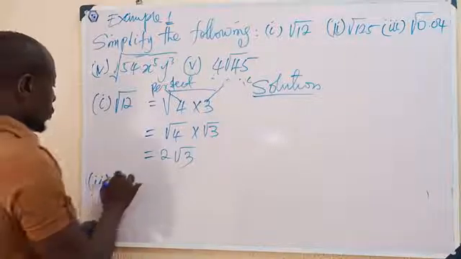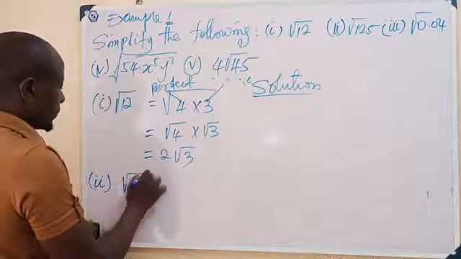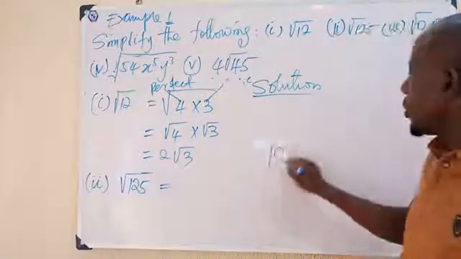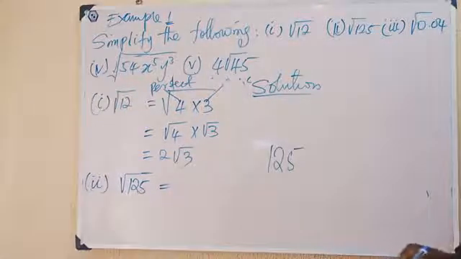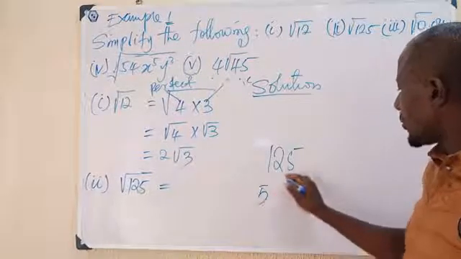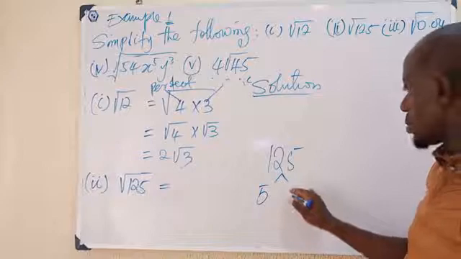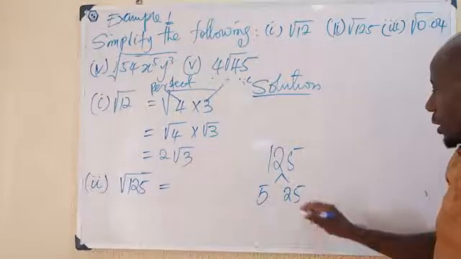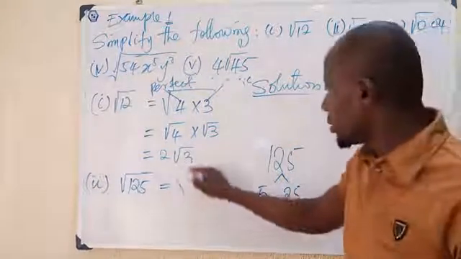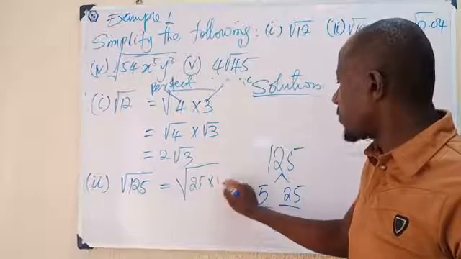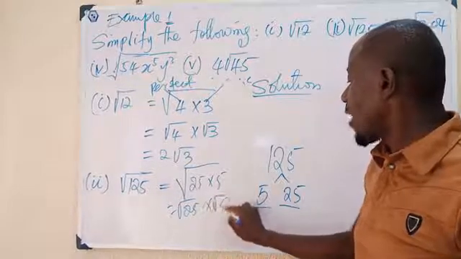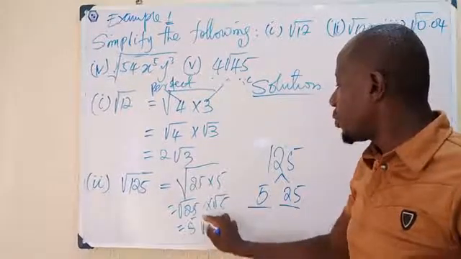So we have root 125. Now we're going to look at the factors of what? 125. If you look at the last digit here, it is divisible by 5. So you have 5 and what? 25. This one is a perfect square. This one is a basic surd. So you can proceed. 25 times 5, which will give us root 25 times root 5, which will give us 5 root 5.